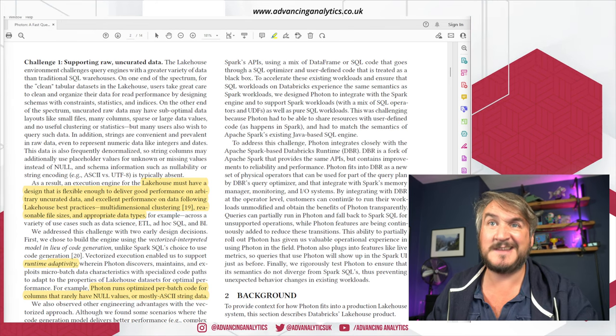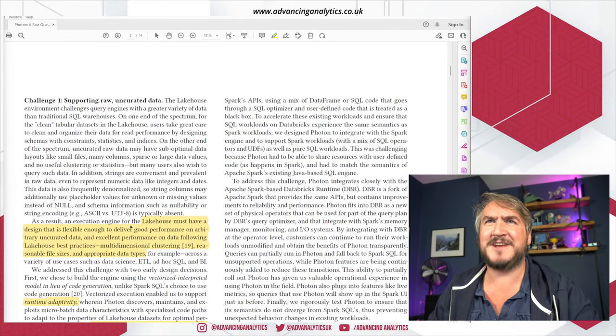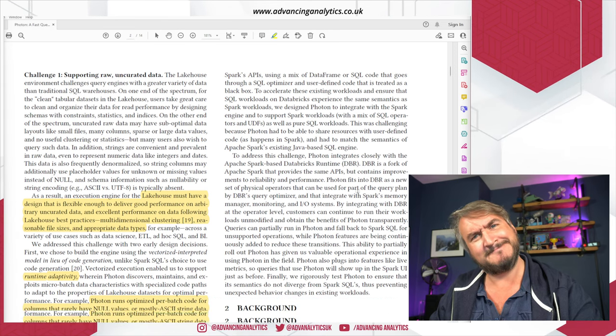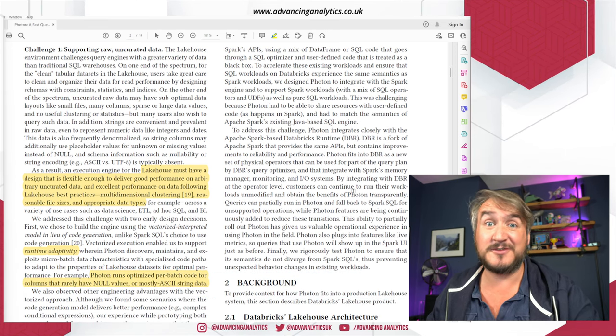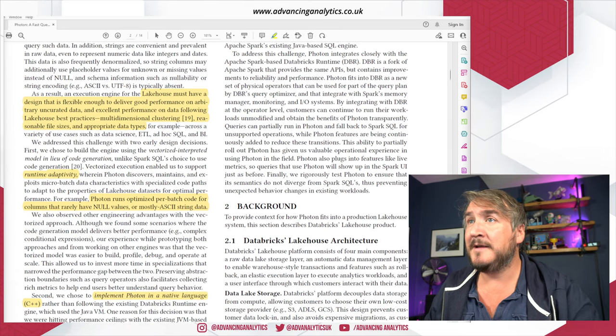One, it has to go faster. I don't know why some of these performance challenges are in that support raw uncurated data. I guess because of the length of strings and some of the things that led to those performance problems.